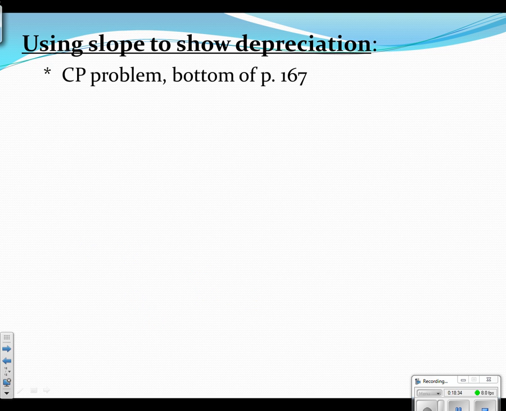So let's take a look at this depreciation problem in the book. I'm at the bottom of page 167. It says a manufacturing firm purchased a machine with $24,750. The machine has a useful life of 6 years. After 6 years, the machine will have to be discarded and replaced. That is, it will have no salvage value. It's worth nothing. Write a linear equation that describes the book value of the machine each year.